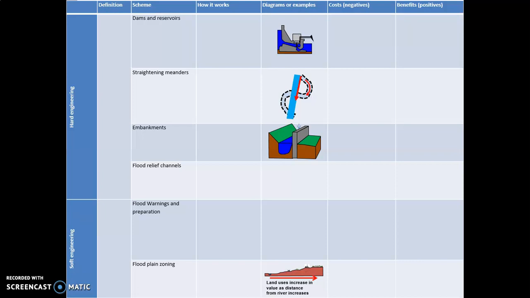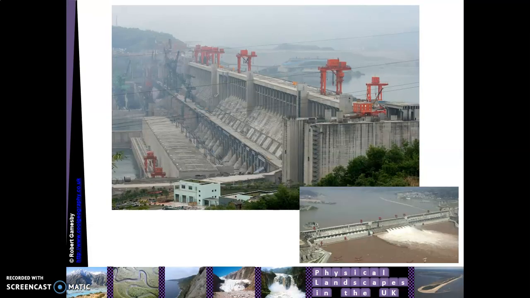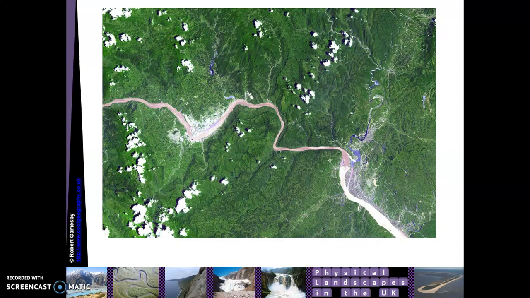The next thing we're going to look at are flood relief channels. So I've created a new slide for this. Oh, sorry, no, let's go back to dams. So this is the Three Gorges Dam you looked at in Year 9. You can see a massive dam in China on the River Yangtze to try and reduce flooding downstream. So this reduces flooding in Chongqing and also a bit further down into Beijing. So that's the Three Gorges Dam.